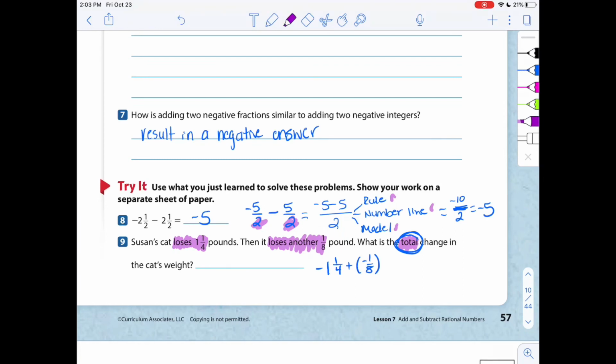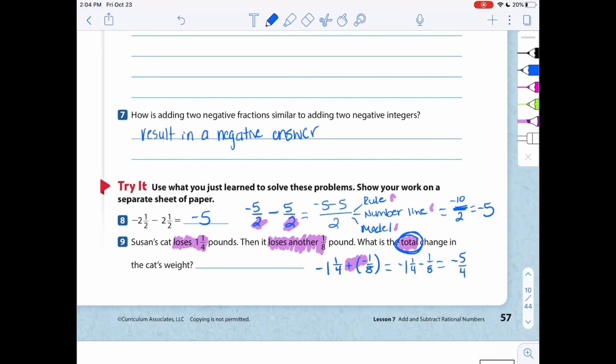But as I said previously, we want that positive and negative right there in the middle that I have just highlighted. We want those to be one sign. We don't want those two signs there together. So when you have a positive and a negative results in a negative. So we can rewrite this negative 1 1/4 minus 1/8. Now in order to subtract these, I need to change my first one to an improper fraction. So that would be negative 5/4.